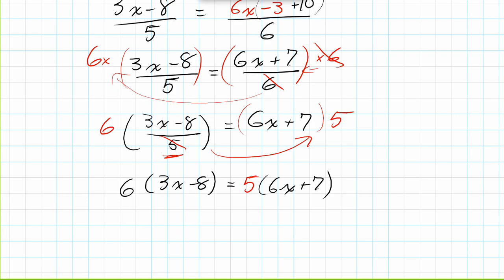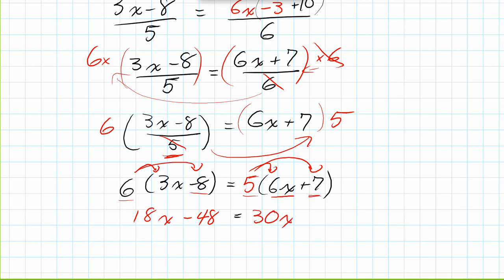I do have to use that distributive property again. So we've done it a few times, and I'm going to try to do both sides in one step now. My 6 times 3x will give us 18x, and 6 times negative 8 will give us negative 48. And then on the right-hand side, 5 times 6x will give us 30x, and 5 times 7 will give us positive 35. There we go.